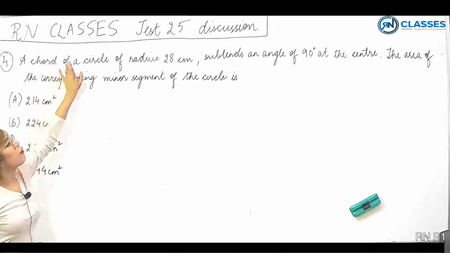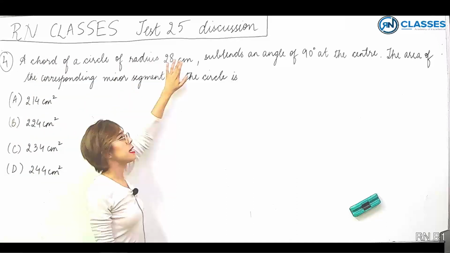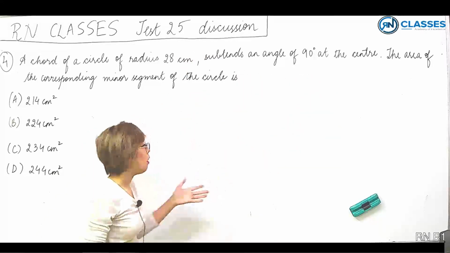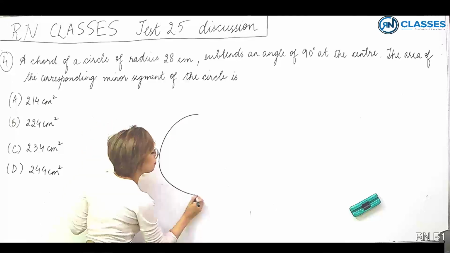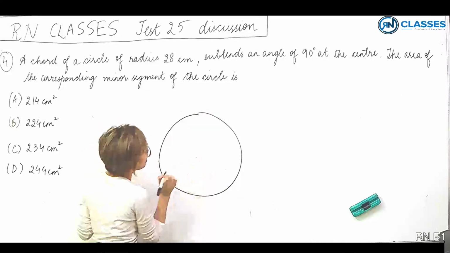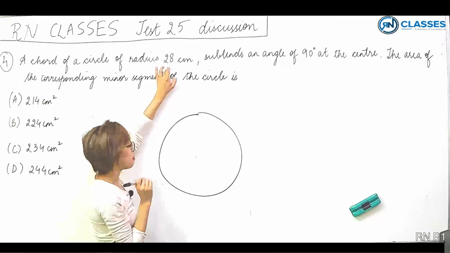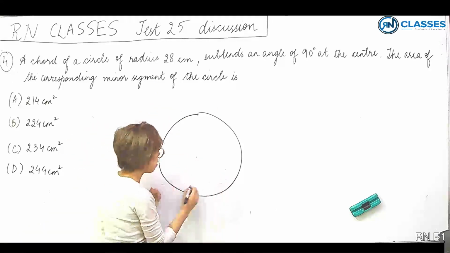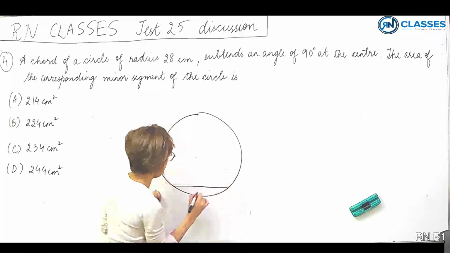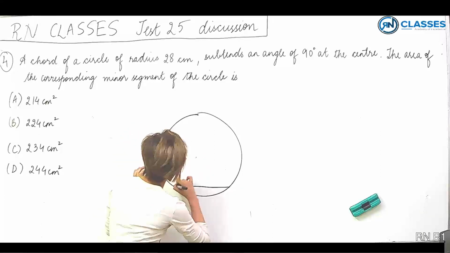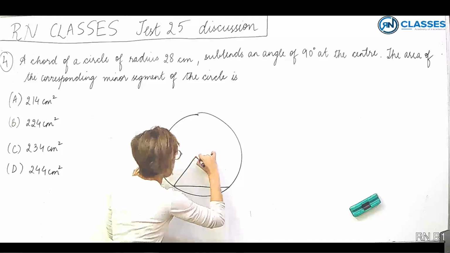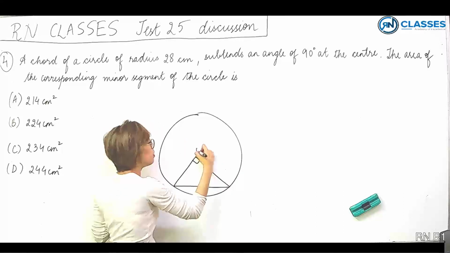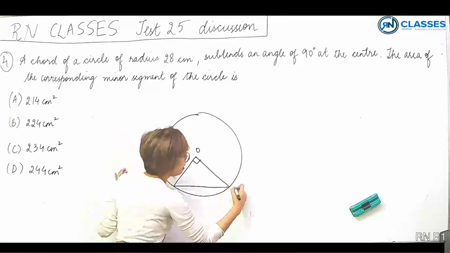He says a chord of a circle of radius 28 centimeter subtends an angle of 90 degree at the center. Alright, so I have a circle and obviously O is my center, right? Radius is 28. Now there is a chord which subtends an angle 90 degree at the center. Suppose this is my chord. This subtends the angle 90 degree at the center. So this angle is 90 degree, right? So this is O, let this be A, let this be B.